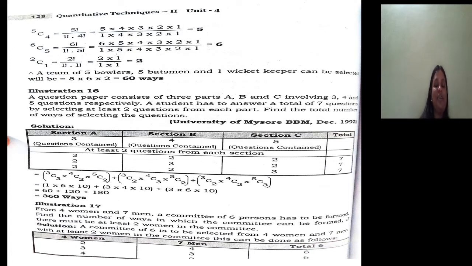There are how many ways? 360 ways of answering section A, section B, section C in such a way that total questions answered must be 7 and there must be at least 2 questions from each section. So this is how to calculate the answer.